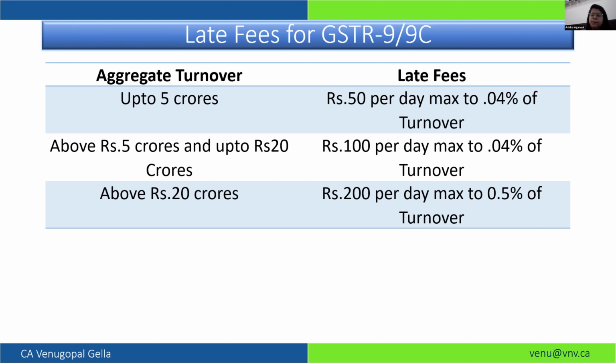And for turnover between 5 crore and 20 crore, this has become 100 per day up to a max of 0.04% of turnover. For above 20 crore, it is the same as prescribed under the law, that is 200 per day, max 0.5% of the turnover.